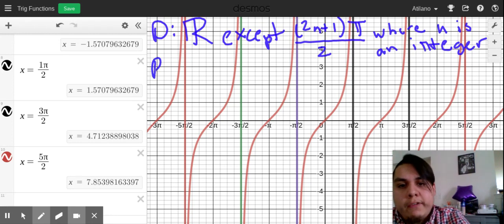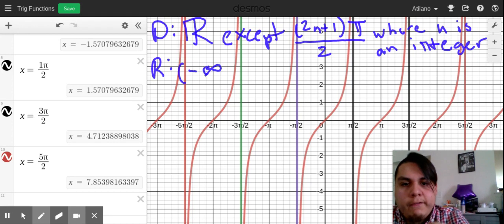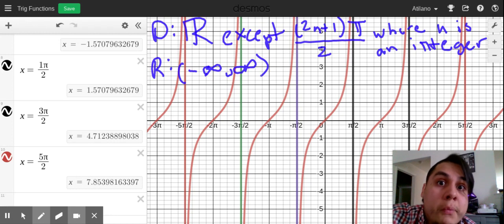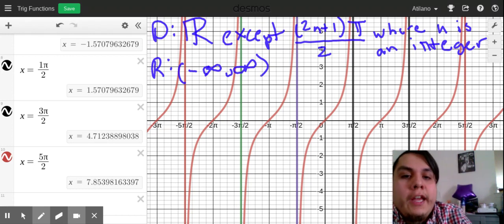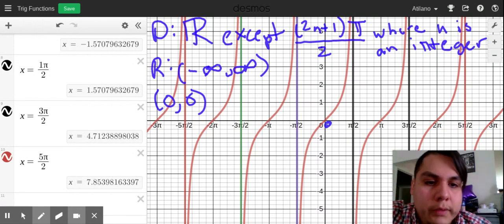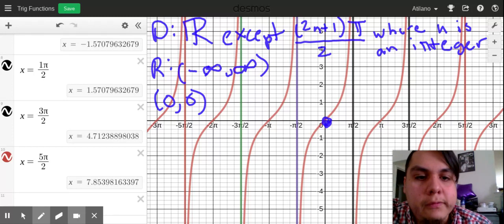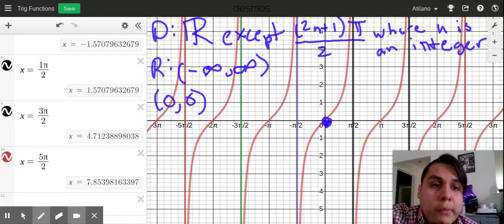The range, however, since we're going from a negative infinity all the way to a positive infinity because we have those asymptotes, tangent could equal any specific number. So notice how it's a little different from the sine and cosine graphs. And I also know that we have a coordinate at 0, 0. There we go. Right there. For the y-intercept.